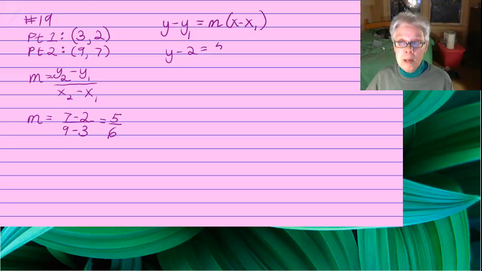So this will be y minus 2 equals 5/6, the slope, times x minus 3. Now you're going to notice something. This is a trick to make your life easier.